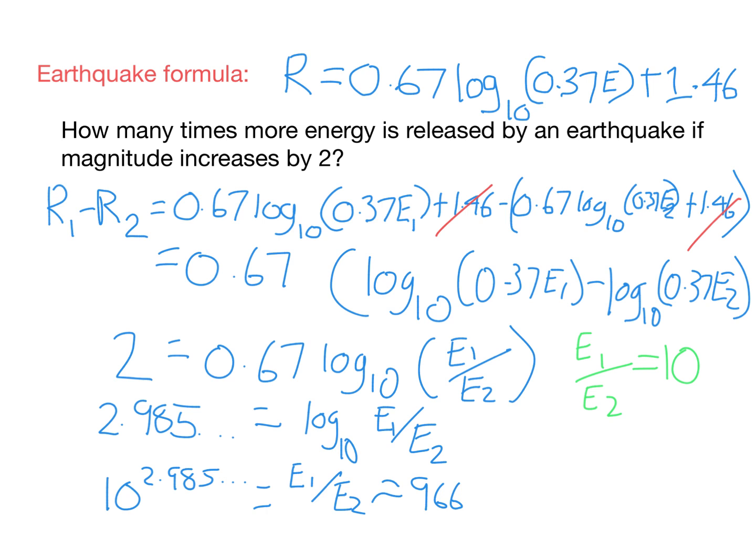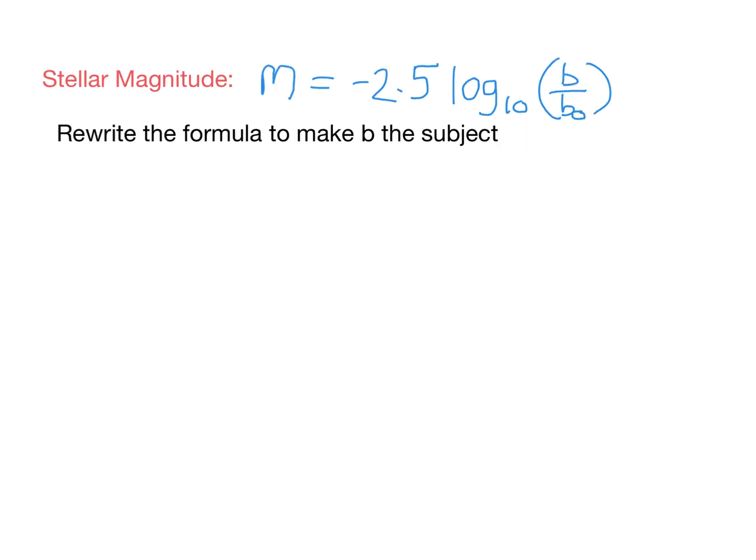All right, let's look at one more example of log scales. So here is the formula for the stellar magnitude. It's used to indicate the brightness of something in space, like a star, planet, moon, whatever. So here, because of this negative 2.5, it means that objects that are brighter have a lower stellar magnitude. So here B is just the brightness of the object, and B0 is the dimmest object a human can see.